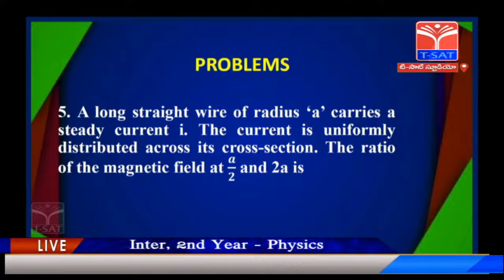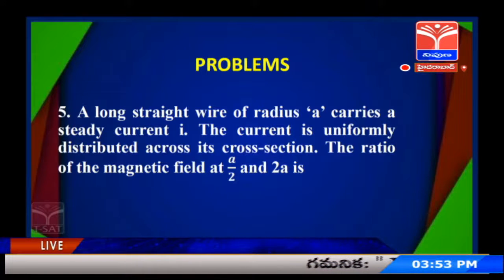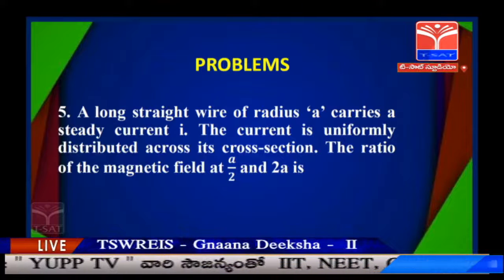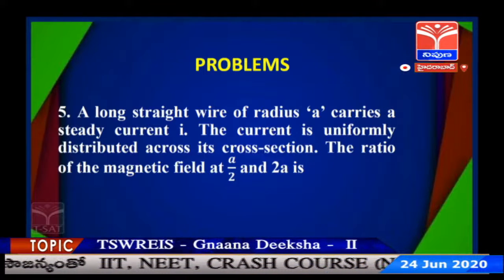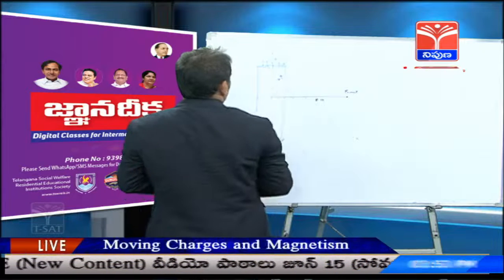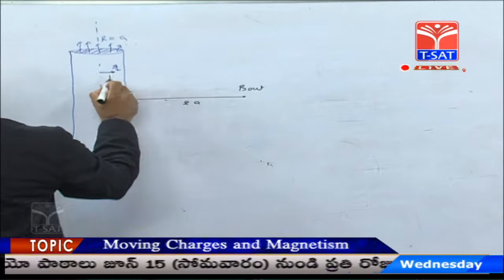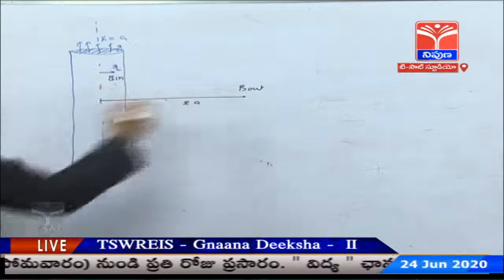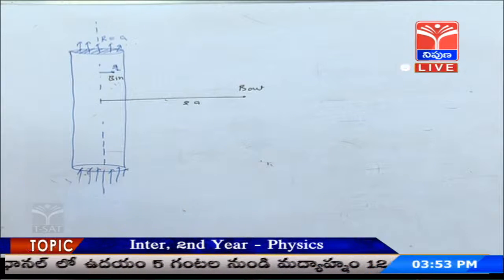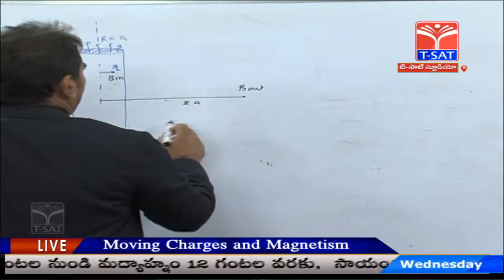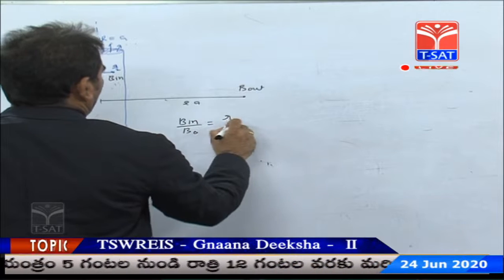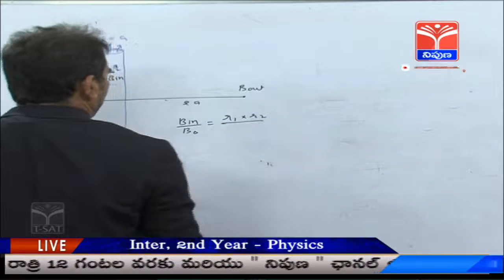One point is at a distance of 2A from the center, this point, that is B out. The next one is at a distance of A by 2, B in, this is the magnetic field B in. So, what ratio was asked? We have a shortcut method for this. B in upon B out is equal to R1 into R2 upon R square.